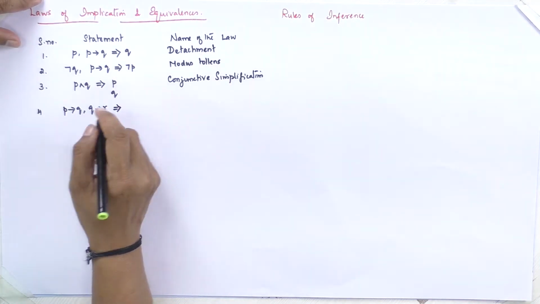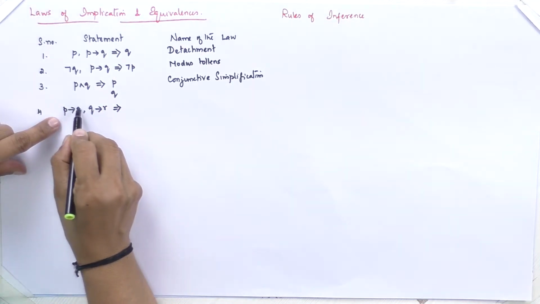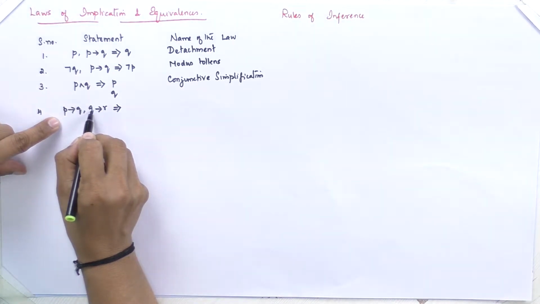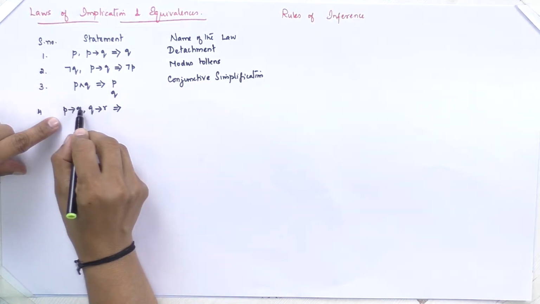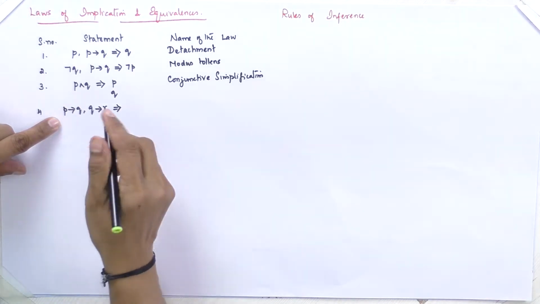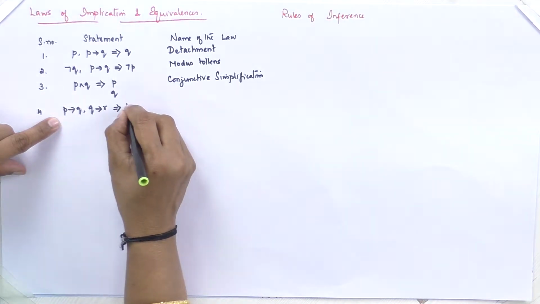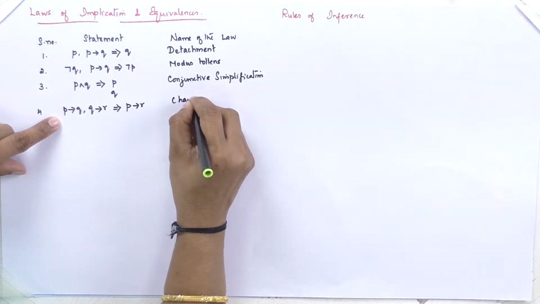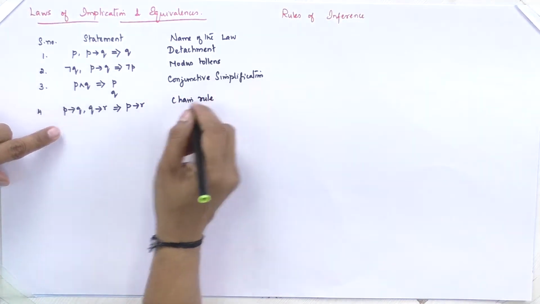Then suppose we have the statement P conditional Q, comma Q conditional R. So this will imply, see here the first statement ends with Q and the second statement starts with the same Q. So these two will go off and you will get P conditional R. That is chain rule.